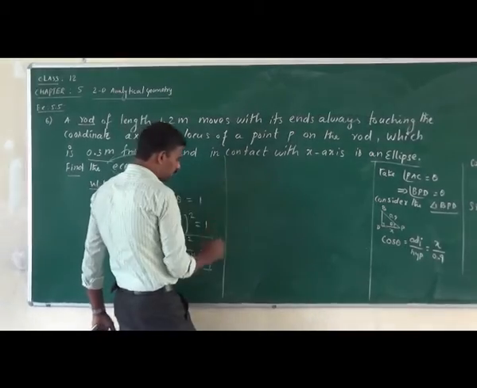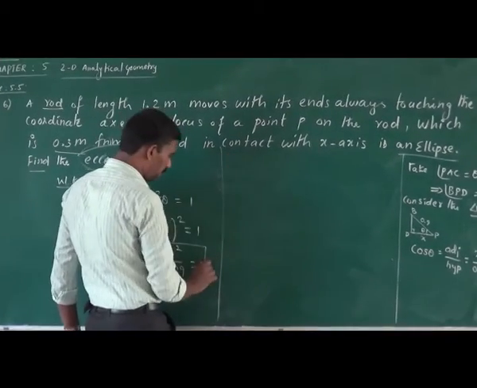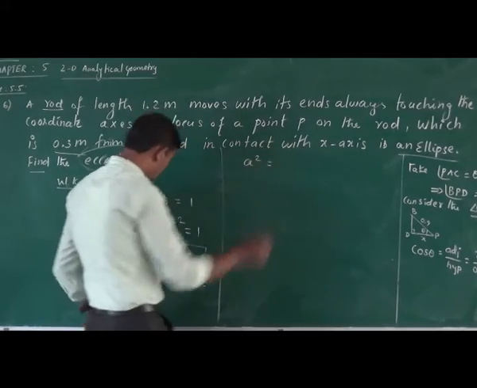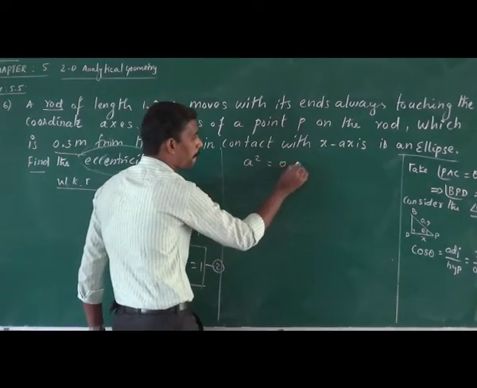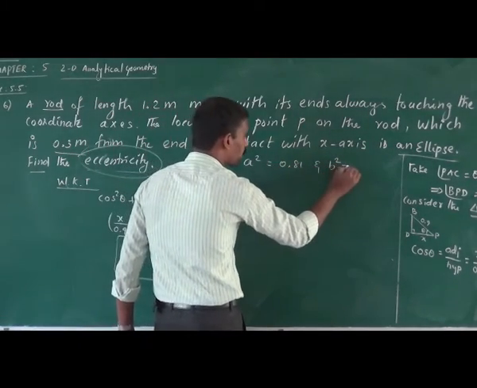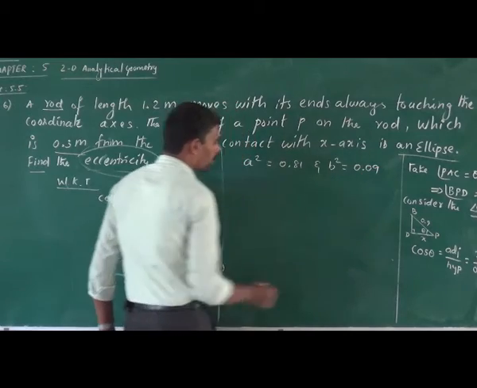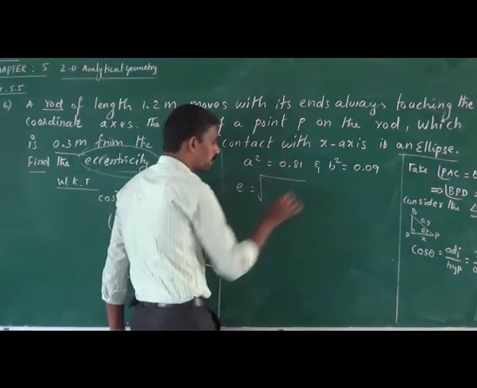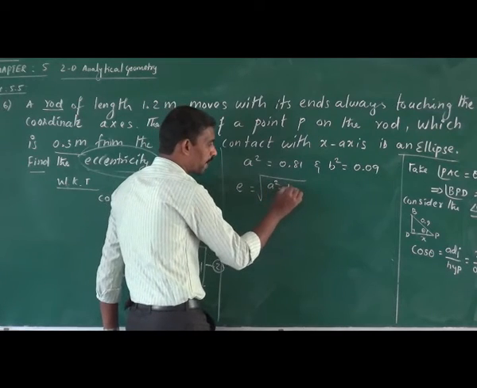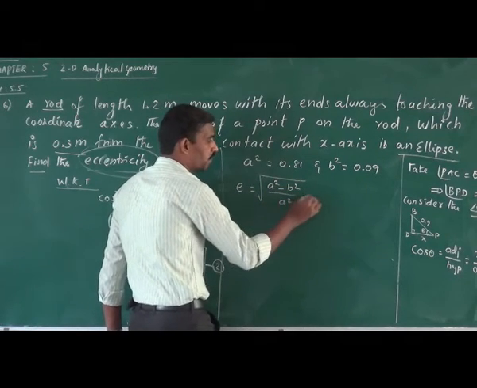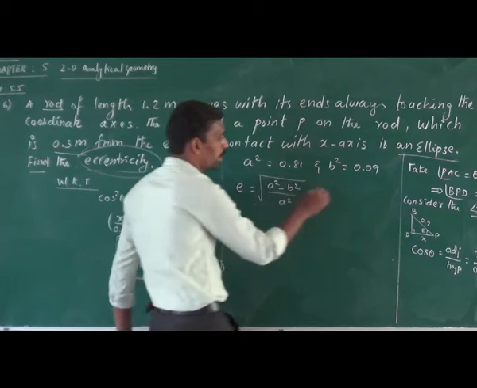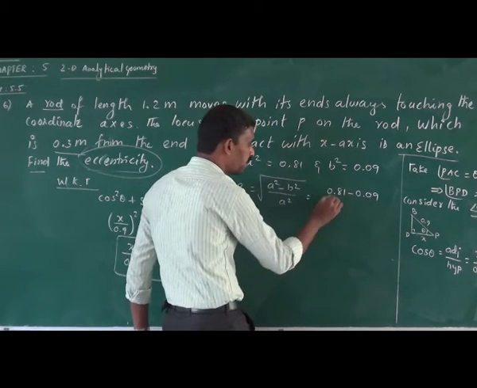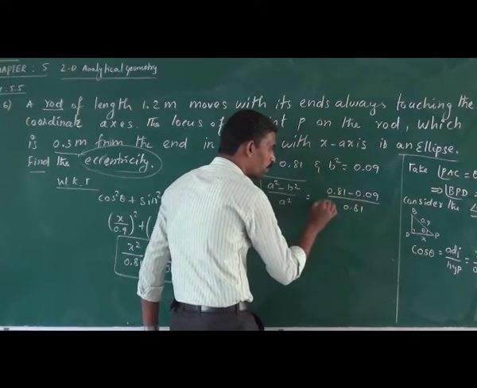Now from this equation we made 2 math problems. So a square is equal to 0.81 and b square is nothing but 0.09. Now we have to find out the eccentricity. Eccentricity has a formula, nothing but square root of (a square minus b square) divided by a square. What is the value of a square? 0.81. So 0.81 minus b square value 0.09, divided by 0.81.